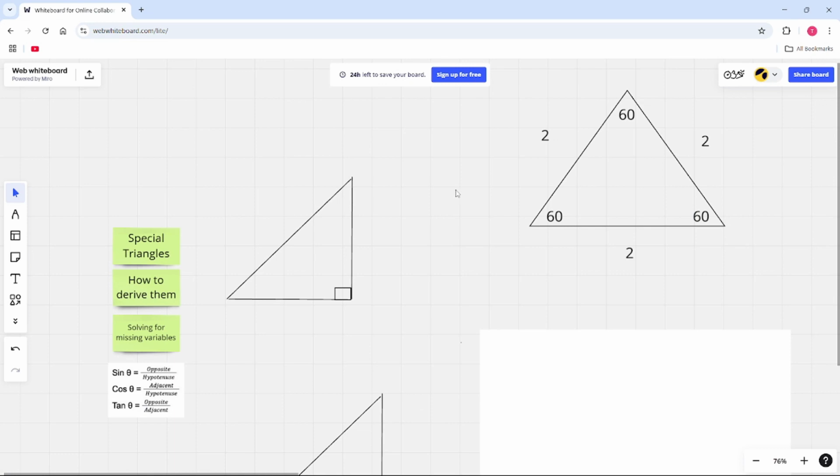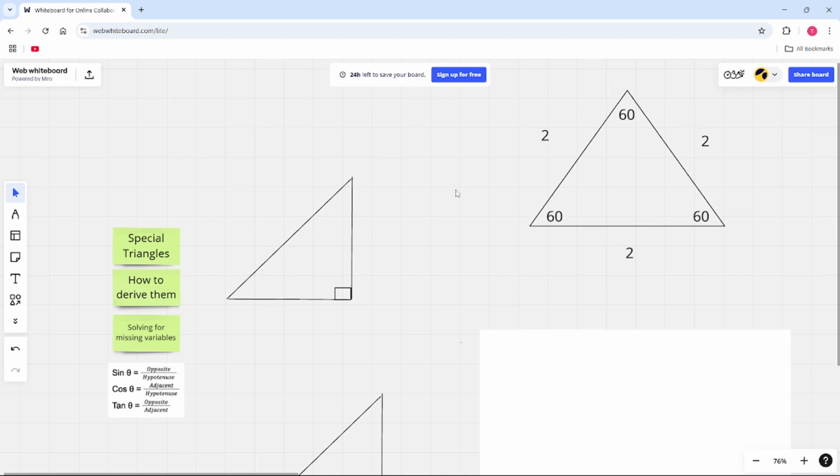And today we'll be covering special triangles, how we derive them, as well as using them to solve for missing variables. So special triangles are essentially just right-angled triangles with specific angles and side lengths that'll stay throughout your mathematical journey. And you do not need a calculator to be able to solve for any of these missing variables.